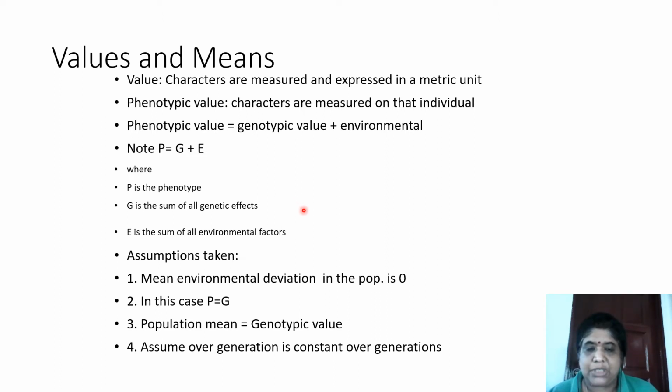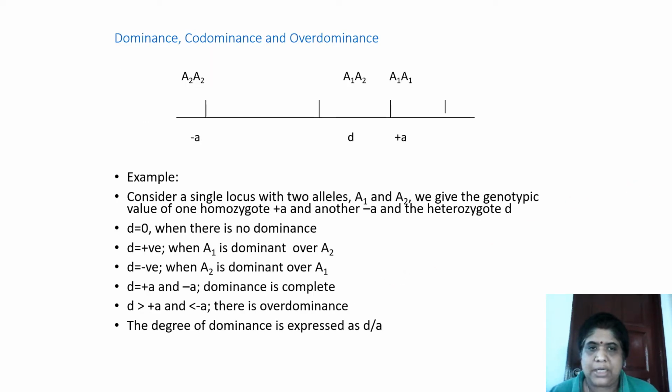So the assumption here is that the environmental deviation in this population is 0, and in this case P equals G, and the population mean will equal the genotypic value. We assume that over the generations it's a constant value. Now let's talk about dominance, codominance, and overdominance.